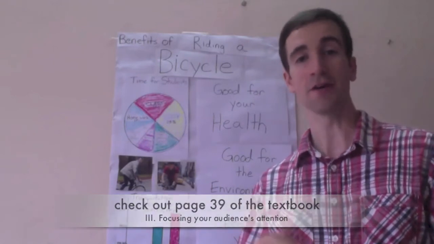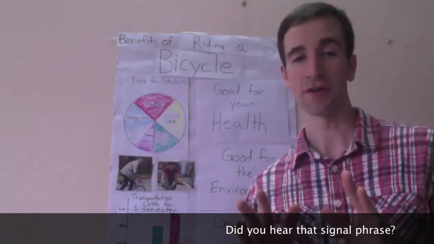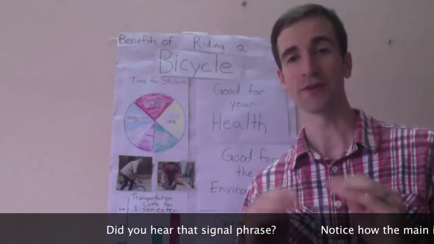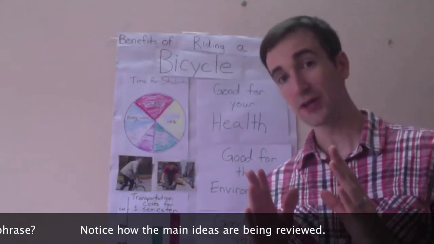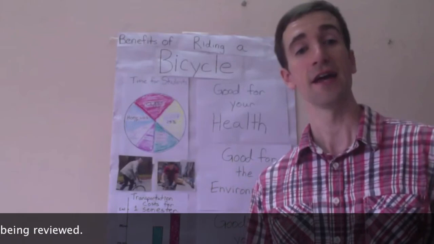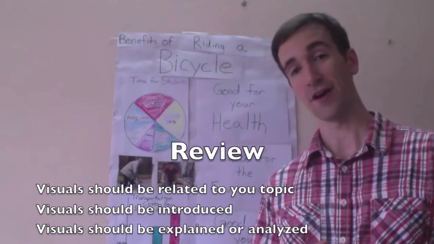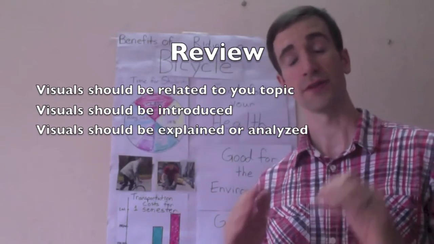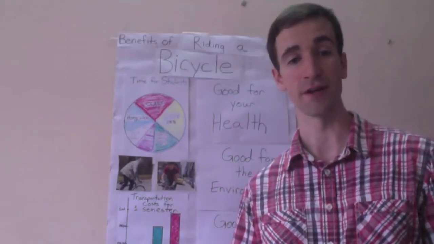So, in summary, you need to make sure that your visual relates to your topic. And then you need to introduce your visual with a good phrase, and then you need to explain the significance of your visual with also a useful expression that you can find in your book on page 39.